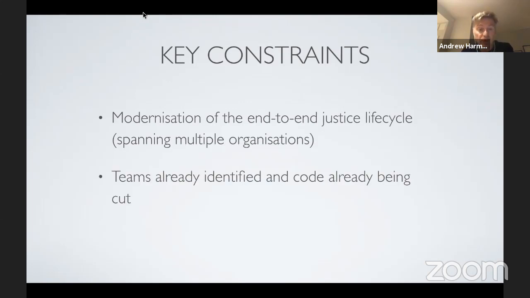Number two, as we already said, but it's important to make it clear, the teams were already identified and code had already been cut, and so lots of design had already been done, which is hopefully something that lots of people can relate to. You very rarely get to start with a greenfield project. And also, and this is what we'll talk about at the end of the project, CQRS was being used everywhere. Every single microservice was being built in a CQRS style.